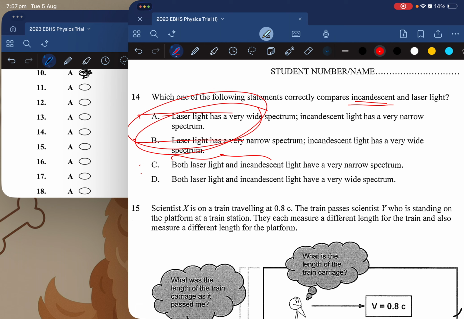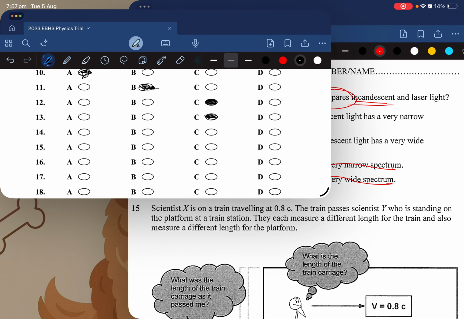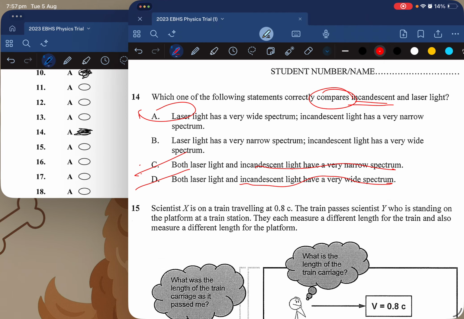Well, wait. Sorry, I didn't read the question. It's a compare question, so it's not C or D. Reading the answers, you see that they're wrong. It doesn't really compare, it's a similarities. And here, we see that incandescent lights are very wide, very narrow. So we're going to choose that here. I'm going to say they have a very narrow, because it says that.